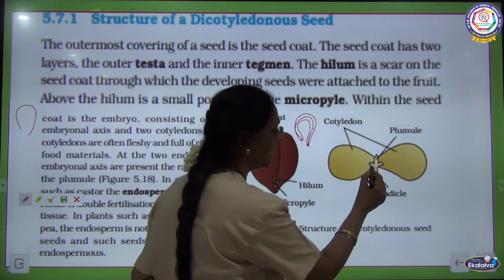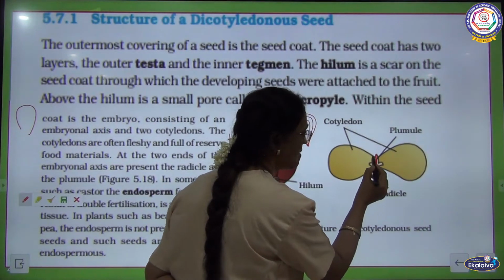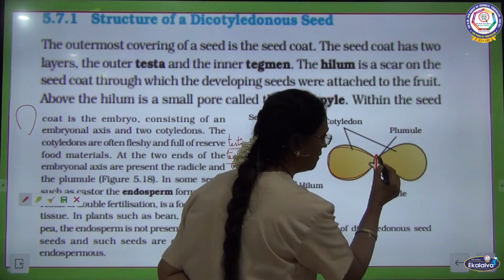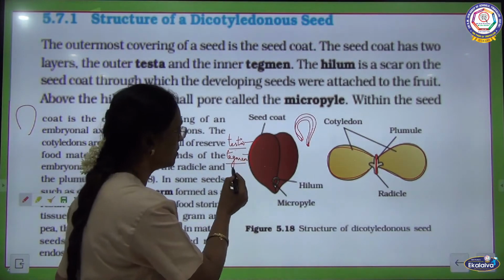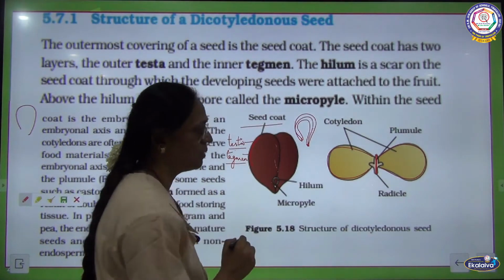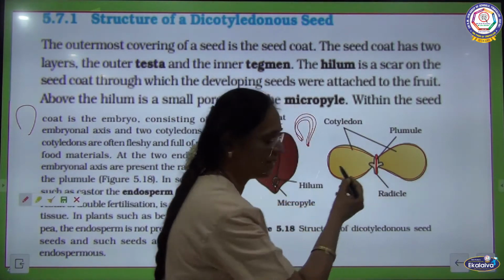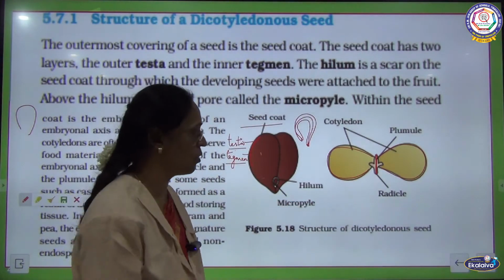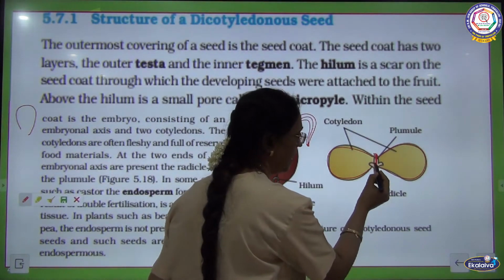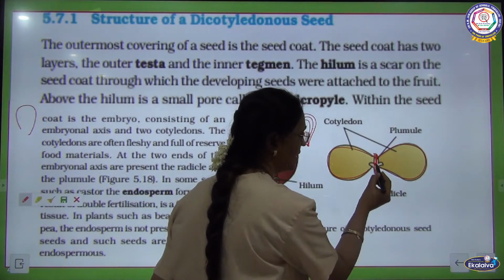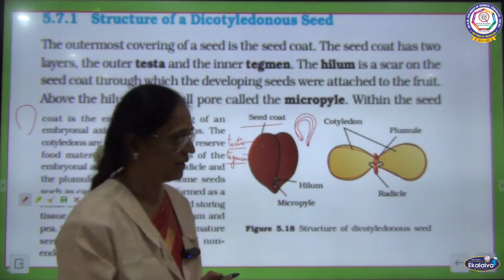And this is the embryonal axis we are talking about, and these are the two cotyledons. We said that the seed has three parts: the outer coat, what we call the seed coat, the embryonal axis, and the cotyledons. Because it is a dicotyledon, it has two cotyledons. And this embryonal axis has a place where the cotyledons are attached, which you call the cotyledonary node.